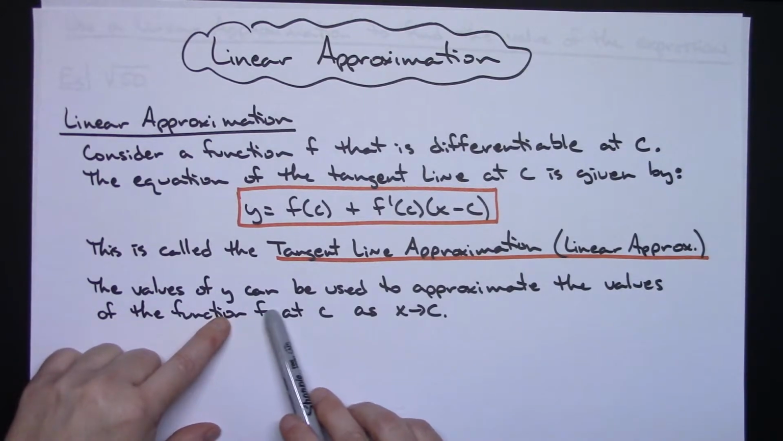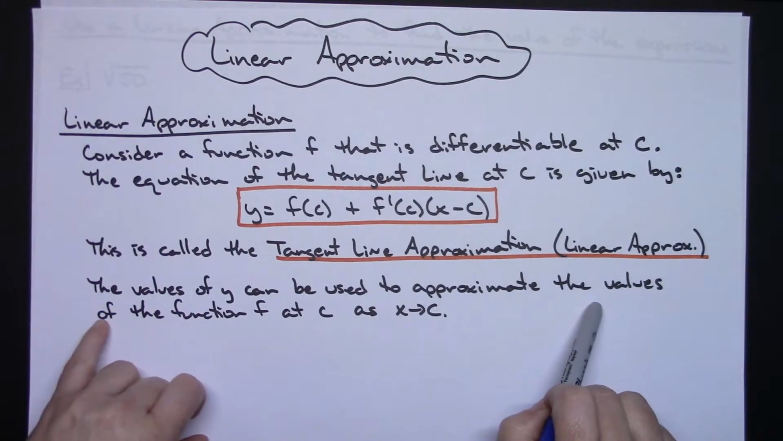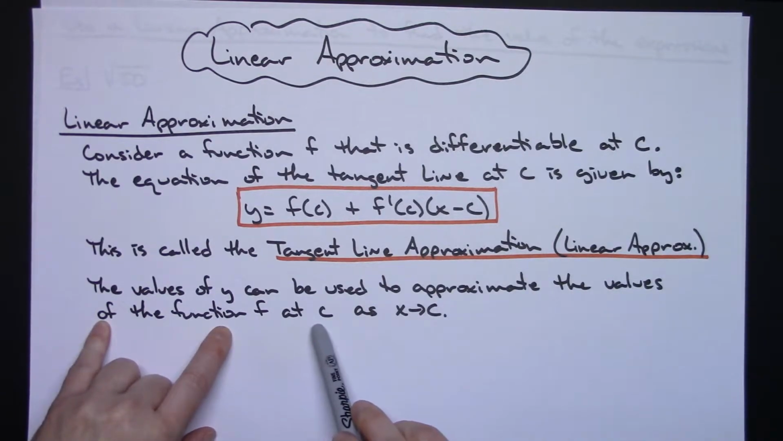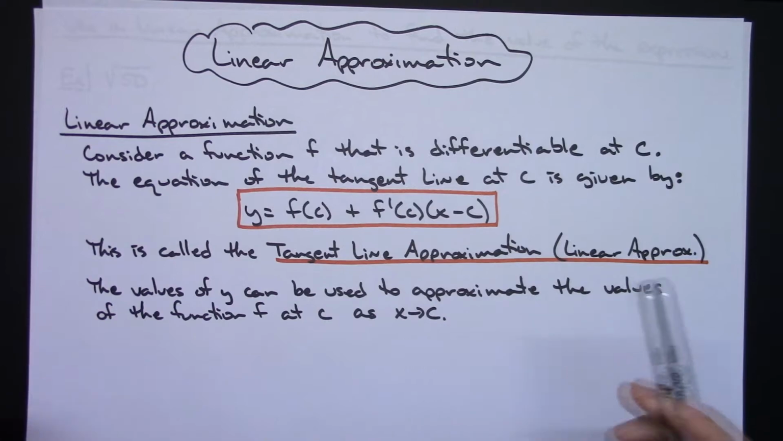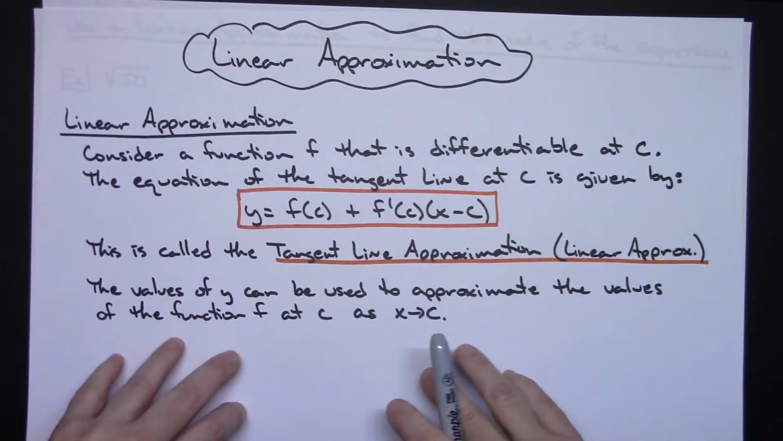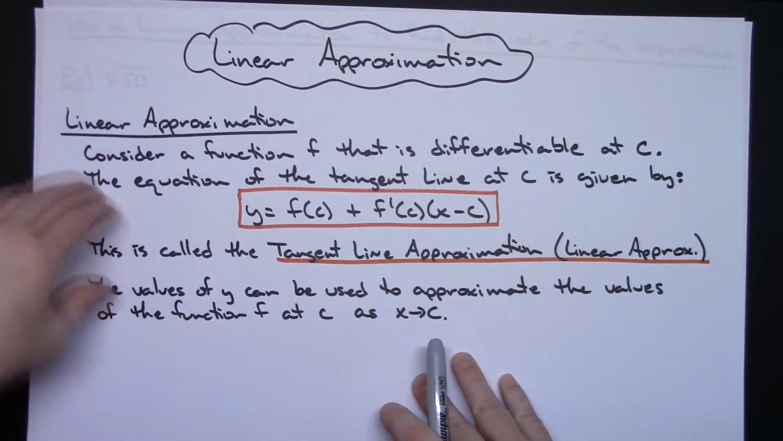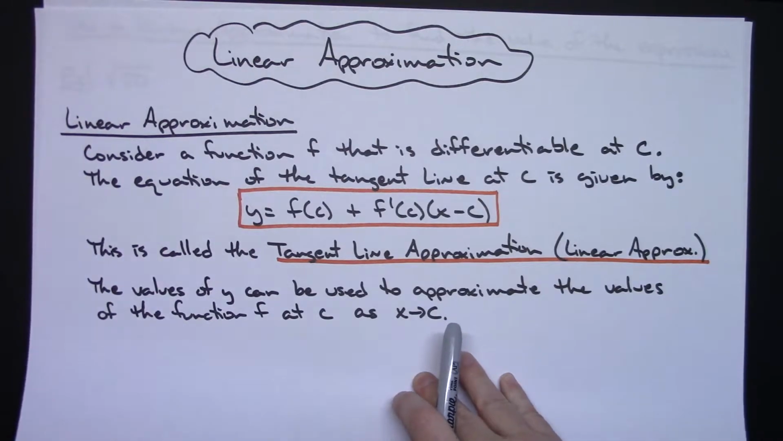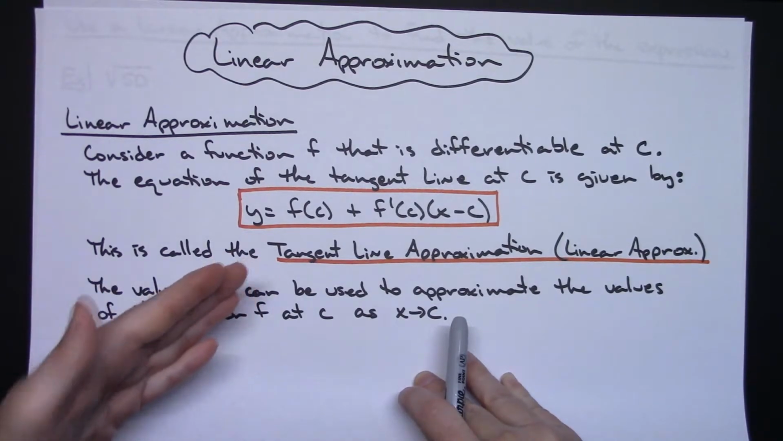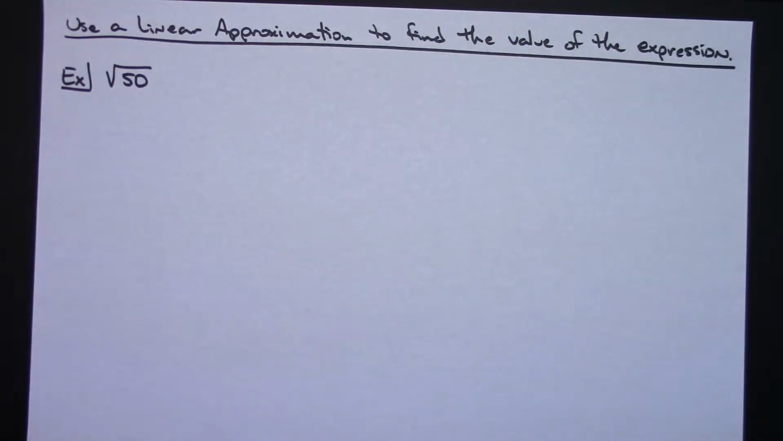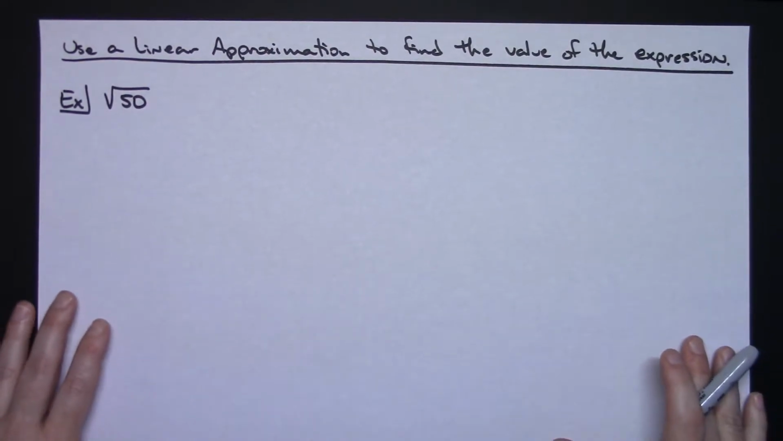Now the values of y can be used to approximate the values of the function f at c as x approaches c, because that's what our tangent line does. Now if we want to use this to find a decimal representation of some expression, and we don't have a calculator, then we can do that. So that's what I'm going to focus on in this video.